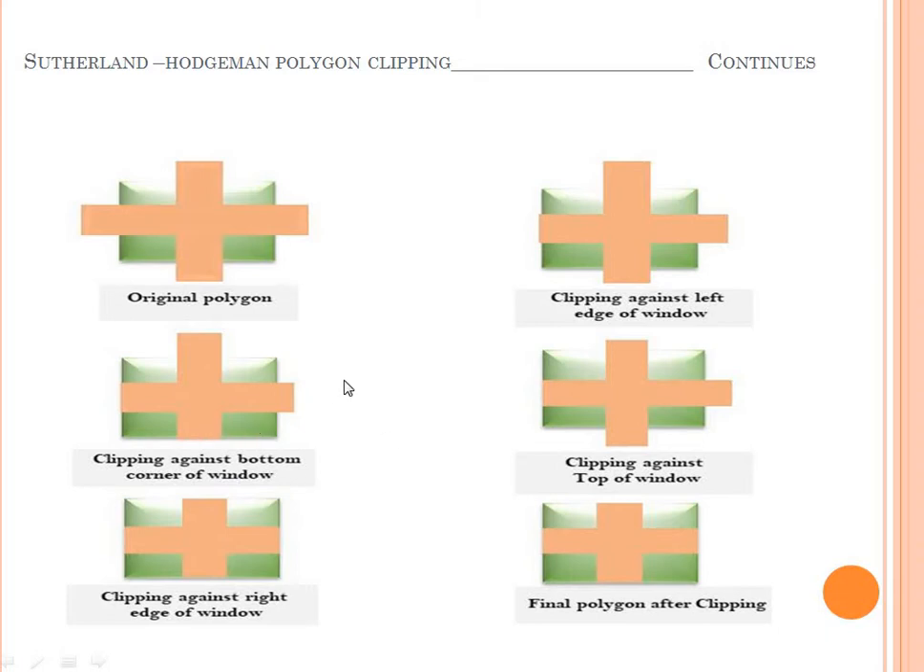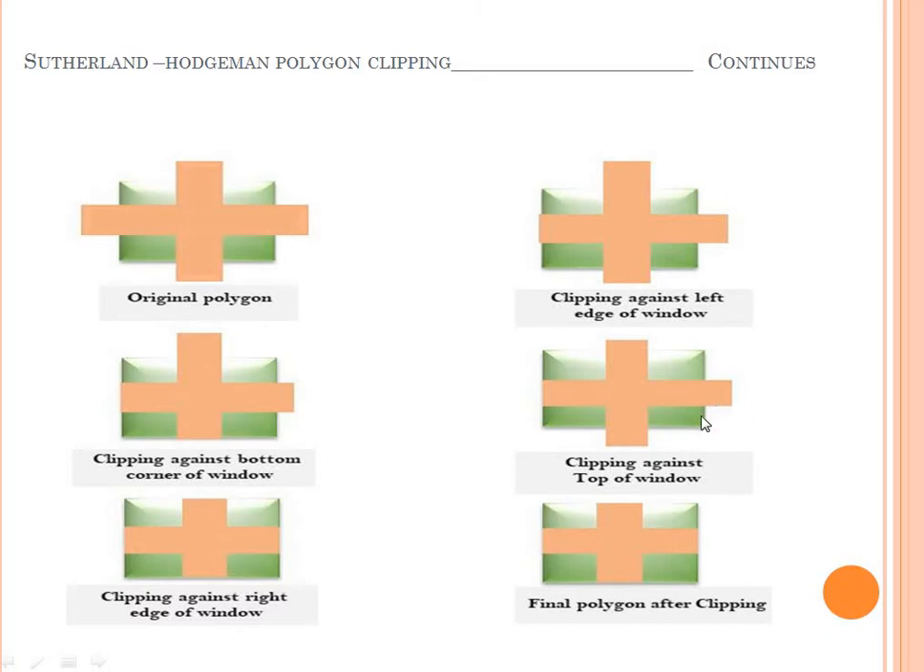Then this image is again used for the next clipping, that is, the top of the window. Using this image, we remove the top portion of this polygon. Clipping against the top of the window means the top portion of the polygon outside the window is removed.